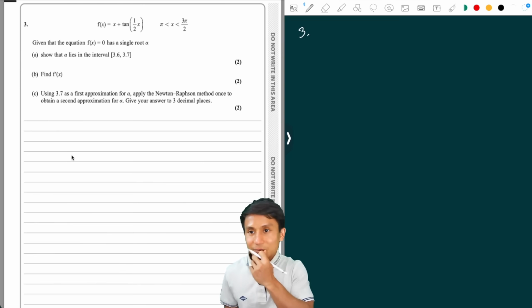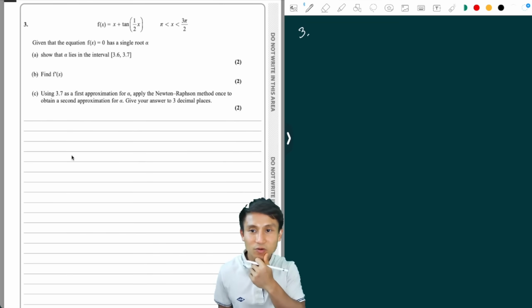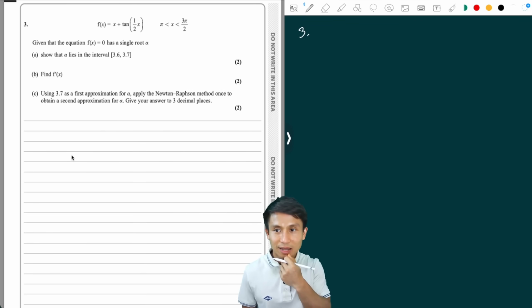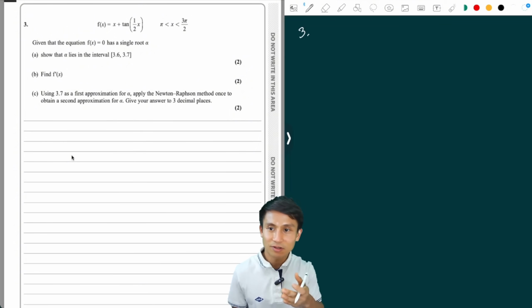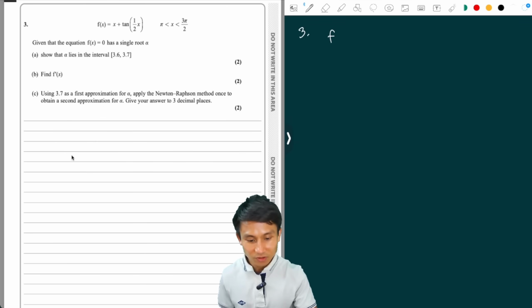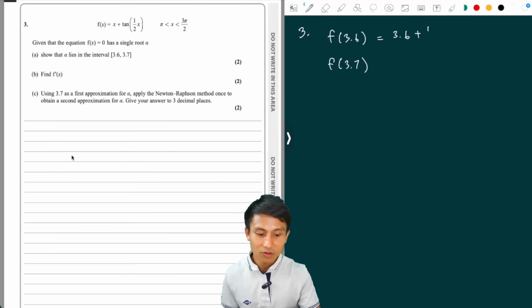Okay, so number 3, f(x) equals x plus tan half x, and there you get the domain, given that the equation f(x) equals 0 has a single root alpha. Okay, so show that alpha lies in the interval of that. Okay, so this is classic. We're gonna just sub in 2 values and check the change of sign, right? So that's easy. So I'm just going to do f(3.6) equals and f(3.7) equals. So just for working sake, we're just gonna do that.